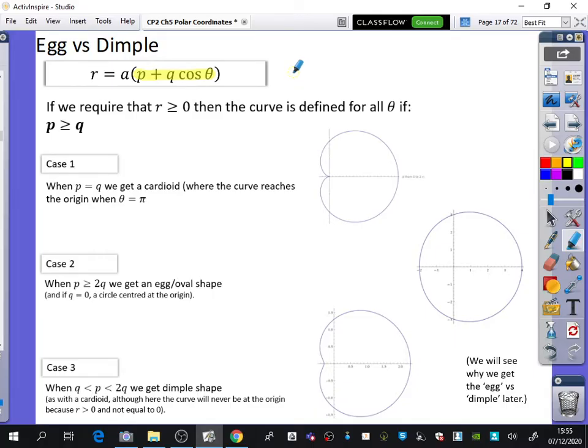And so if we require that r is greater than or equal to 0, then the curve is defined for all theta if P is greater than or equal to Q. Why is that? Why, if P is greater than or equal to Q, would this be defined for all values of theta?